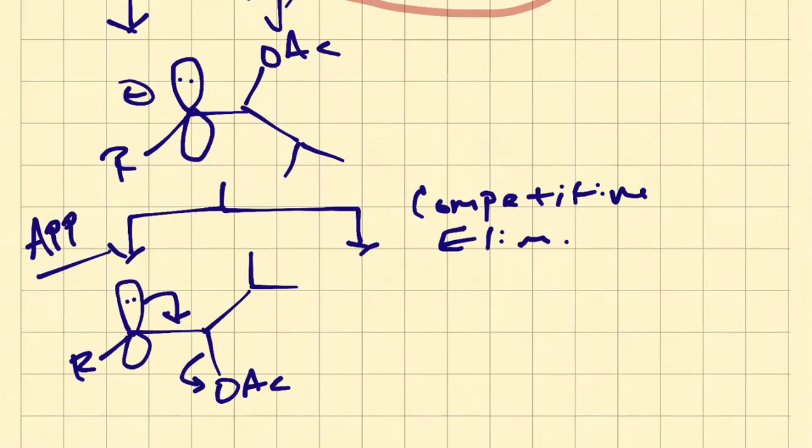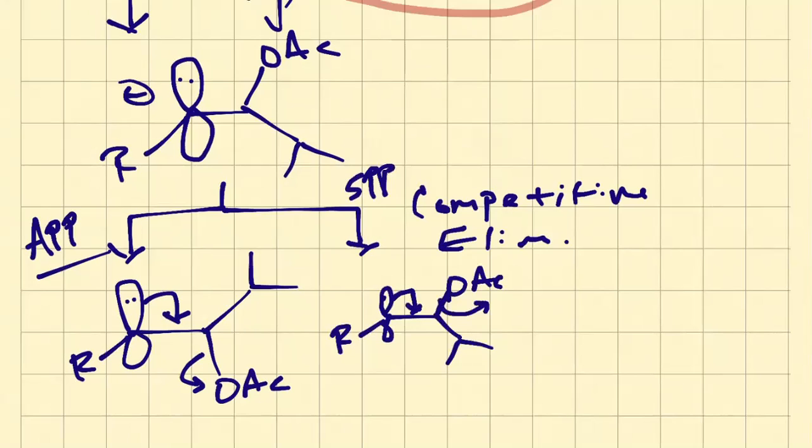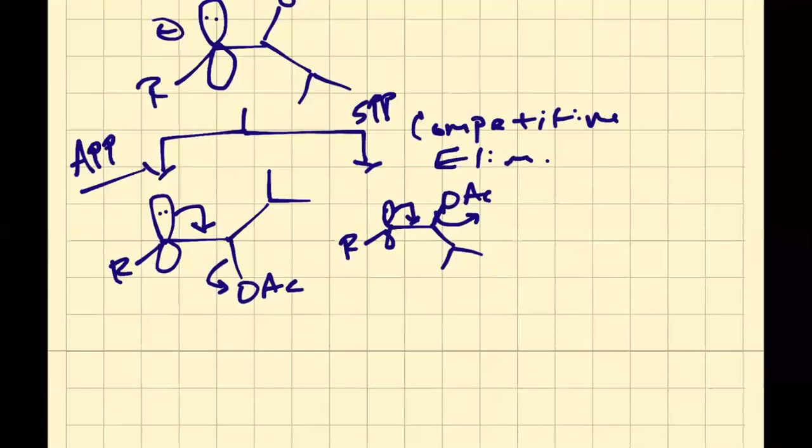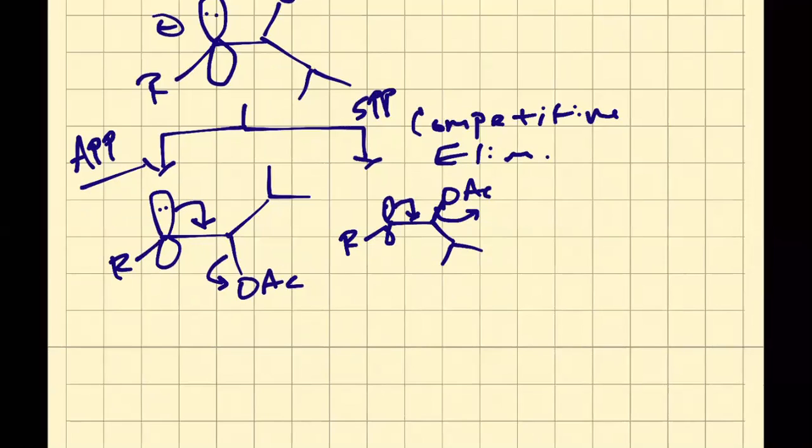And then if it's syn-periplanar, then there's no bond rotation. That's how you get the cis, by simply eliminating here and then here. So to get syn-periplanar elimination. So it depends on the type of elimination.